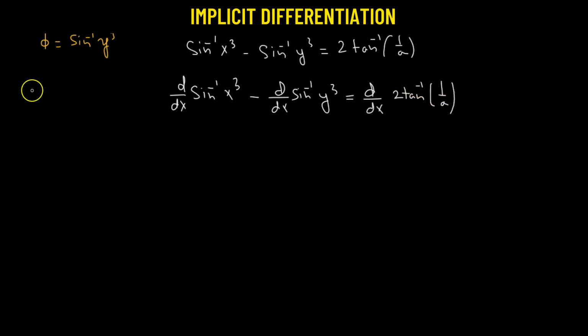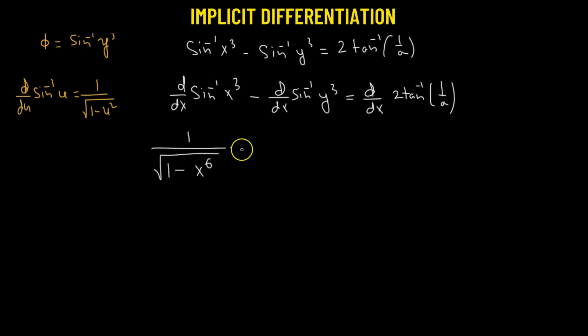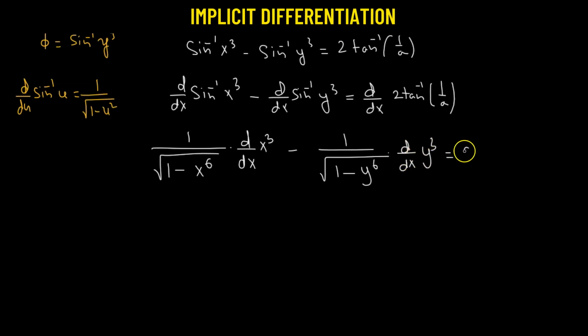Here we are going to use the fact that the derivative with respect to u of the inverse sine function is given by 1 over square root of 1 minus u squared. So applying this, we get 1 divided by square root of 1 minus, so we have x cube here, so we'll write it as x cube squared, which will be x raised to the power of 6. But we'll also have to use the chain rule, so we'll multiply it by the derivative with respect to x of x cube, minus, similarly, 1 divided by square root of 1 minus y raised to the power of 6, multiplied by the derivative with respect to x of y cube, which will be equal to 0 because a is a constant, so 2 times tangent inverse of 1 over a is going to be a constant and its derivative will be 0.